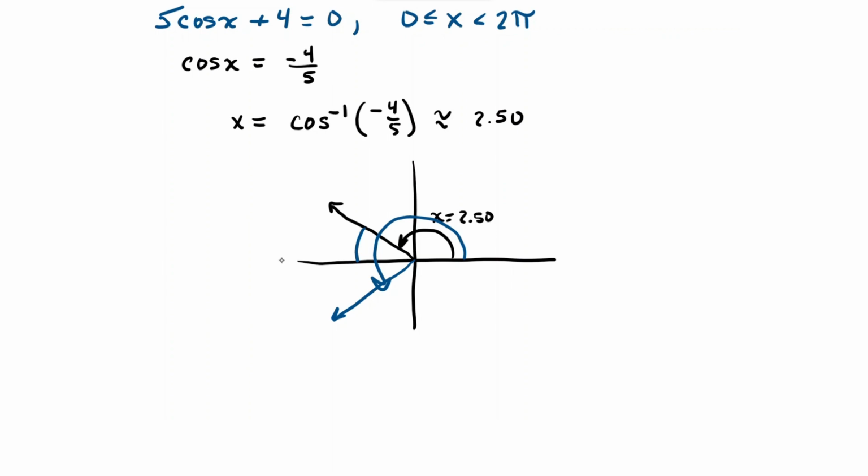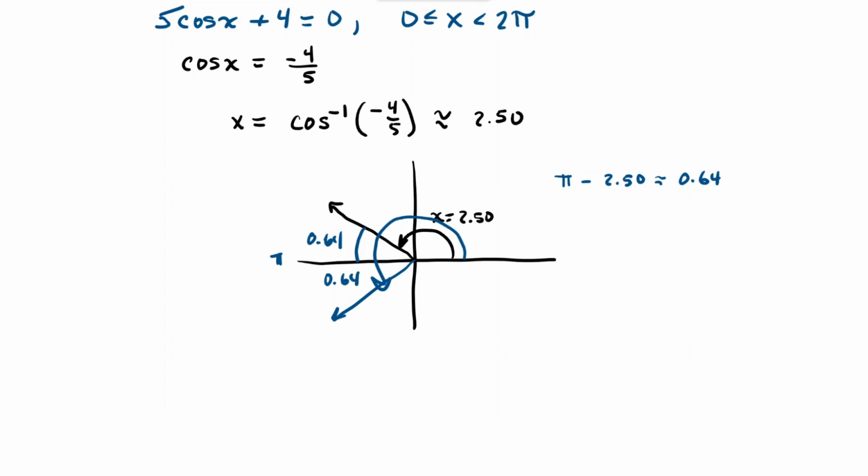Well, I know that this is pi, and I know that the first solution is 2.50. So the reference angle is the difference between pi and 2.50, which is about 0.64. So to the nearest hundredth, my reference angle is 0.64, which means this has to be 0.64.